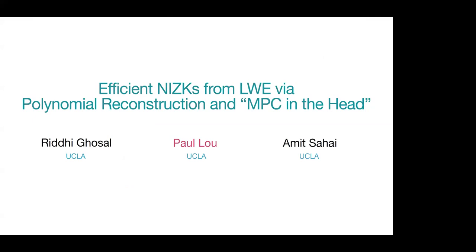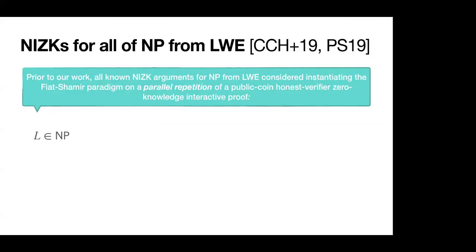All right. Hi, I'm Paul, and this will be efficient NIZKs from LWE via polynomial reconstruction and MPC in the head. This is joint work with Reddy Ghosal and Amit Sahai. Our starting point is that prior to our work, all known NIZK arguments for NP from the hardness of learning with errors considered instantiating the Fiat-Shamir paradigm based on a parallel repetition of a public coin, honest verifier, zero knowledge interactive proof. This is largely due to two works, CCH+19 and PS19.